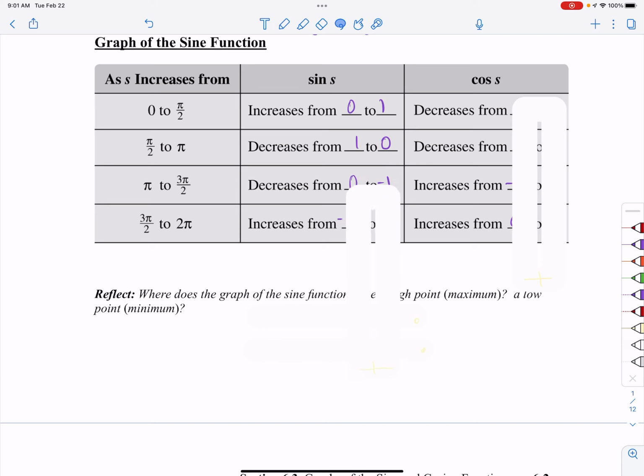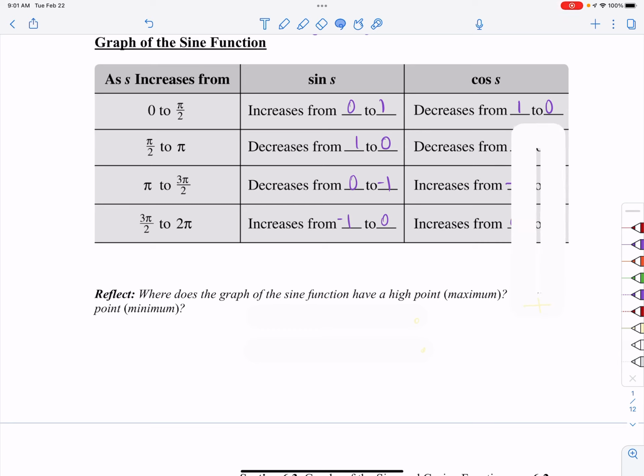In the third quadrant, they're decreasing from 0 to negative 1. And in the fourth quadrant, they are increasing from negative 1 to 0. Now let's do the exact same thing with cosine. This time, though, you're going to be focusing on only the x values. So you're looking at your unit circle, only the x values. What are the x values doing in the first quadrant?